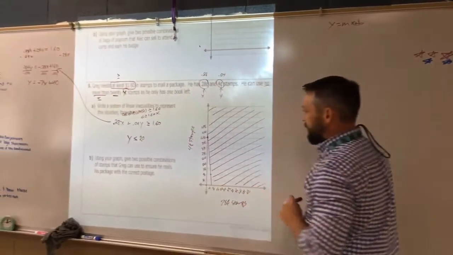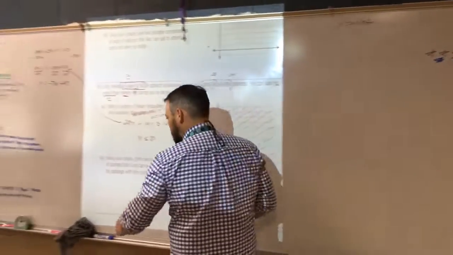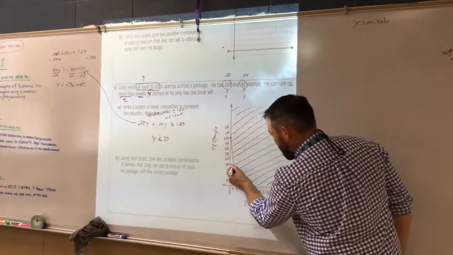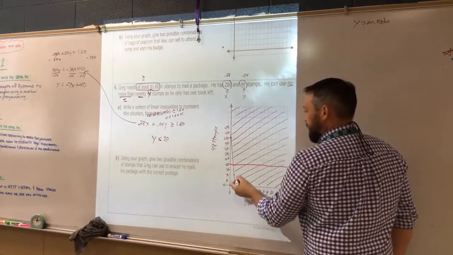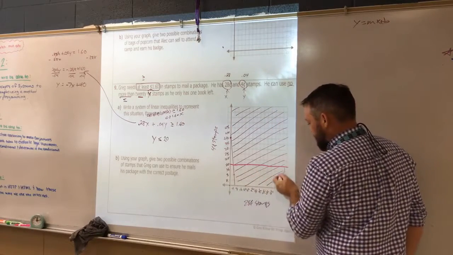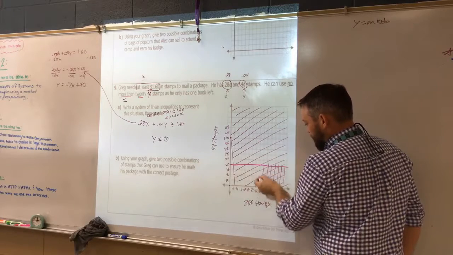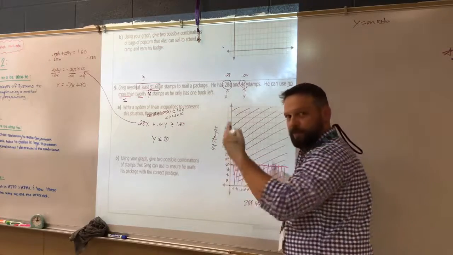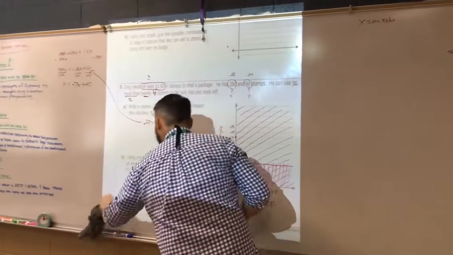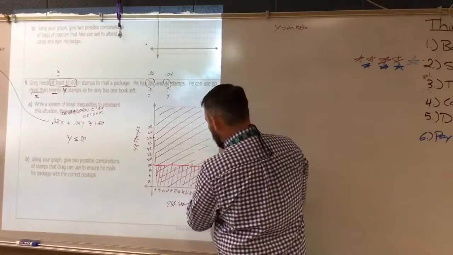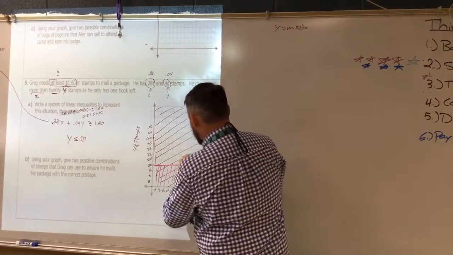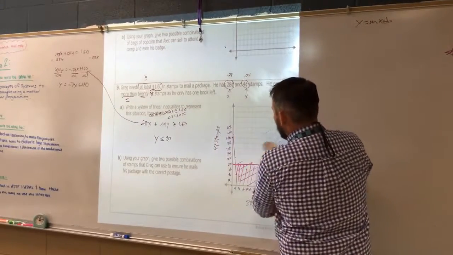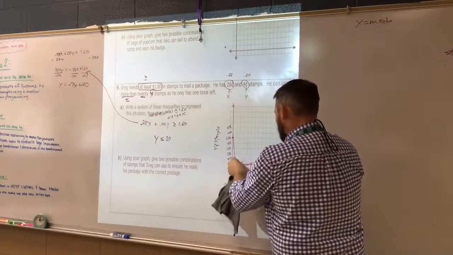My second one is y is less than or equal to 20. That's a flat line going this way, and it's everything less than 20. I don't really need to go beyond that line because that's going to be kind of a barrier, right? So the only solution area that I really care about is truthfully this area right here.